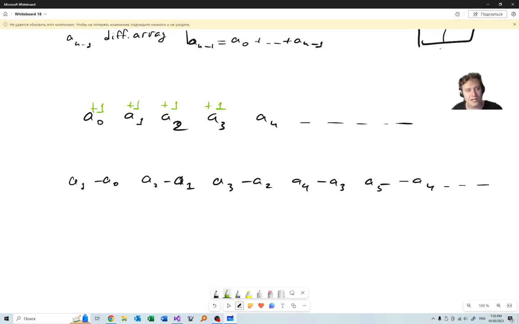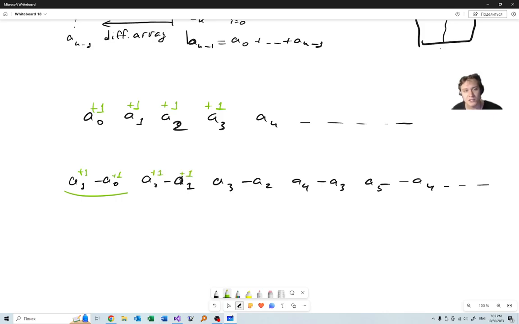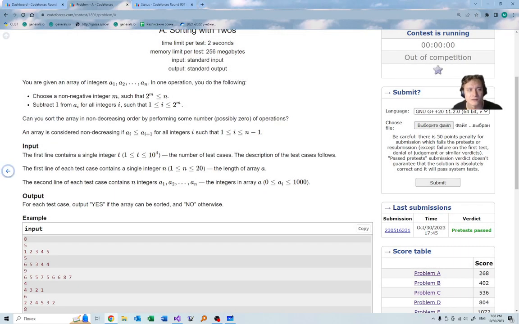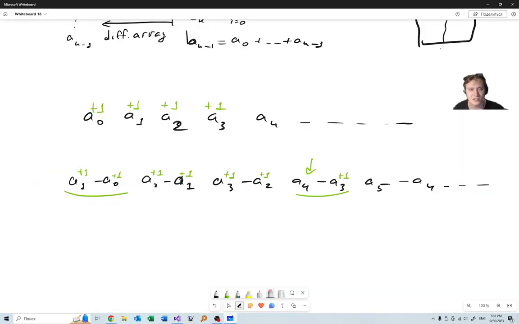So you added 1 here, definitely, but you also added 1 to this element. So this difference did not change. The same is for this difference and for this difference. But for this difference, it's not true, because you only added 1 to this number, but you did not add it to this number. Actually, sorry, we subtract 1. We subtract 1, not add, so let's change it to subtraction.